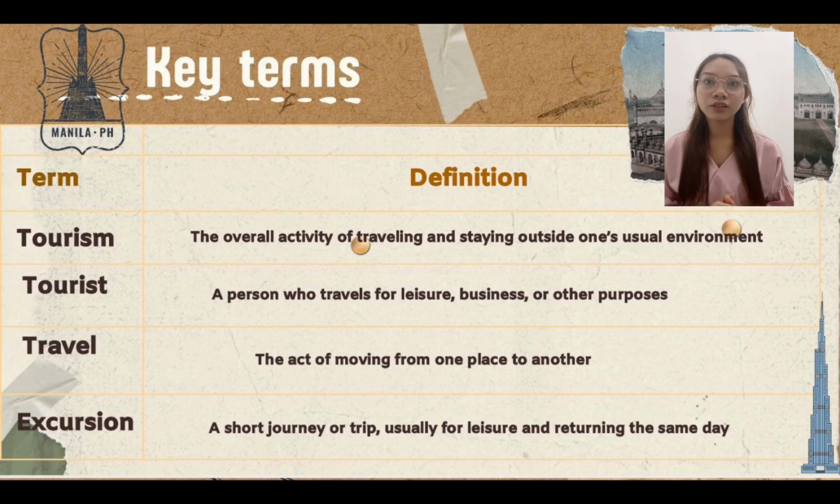Travel is the act of moving from one place to another place. An excursion is a short trip, usually for fun, where you return the same day. For example, if someone flies from Malaysia to Japan for a 10-day vacation, they are a tourist engaged in tourism. If they take a one-day trip to Mount Fuji, that's an excursion.